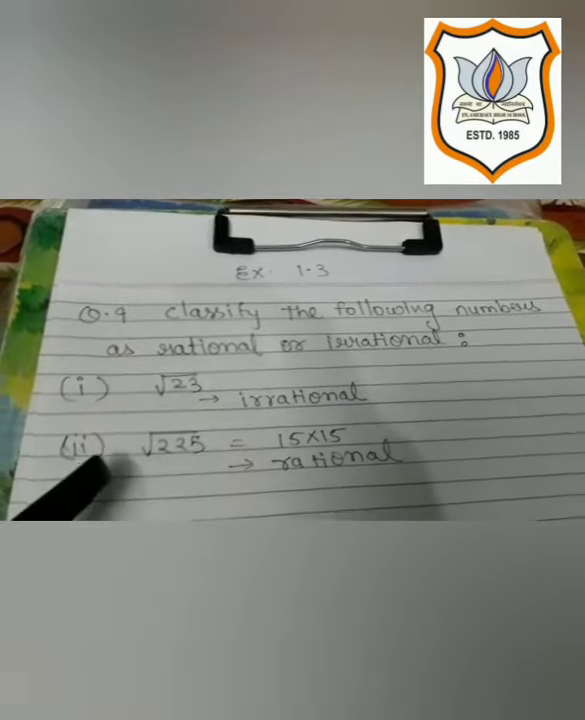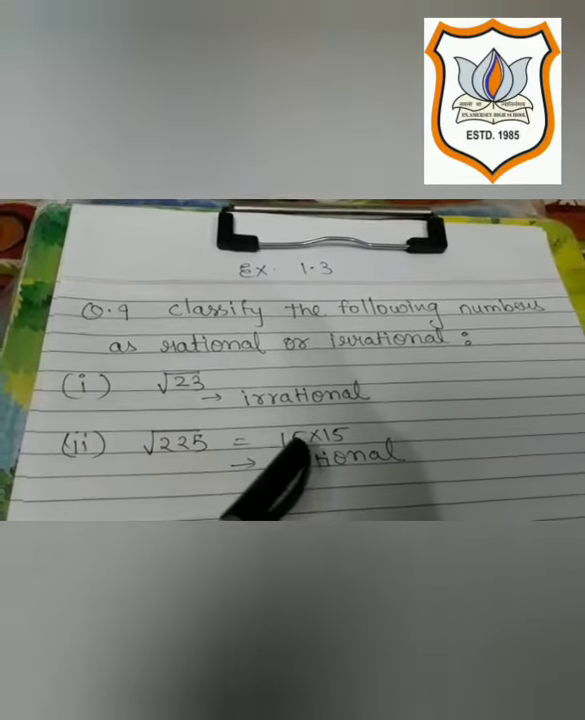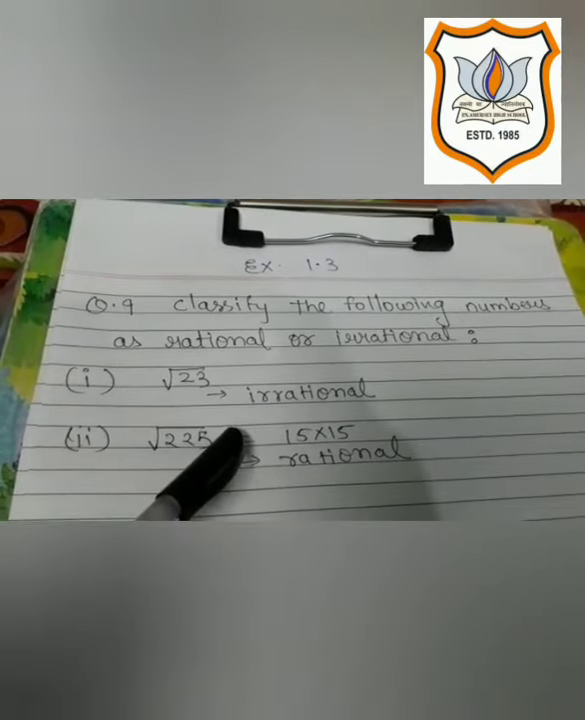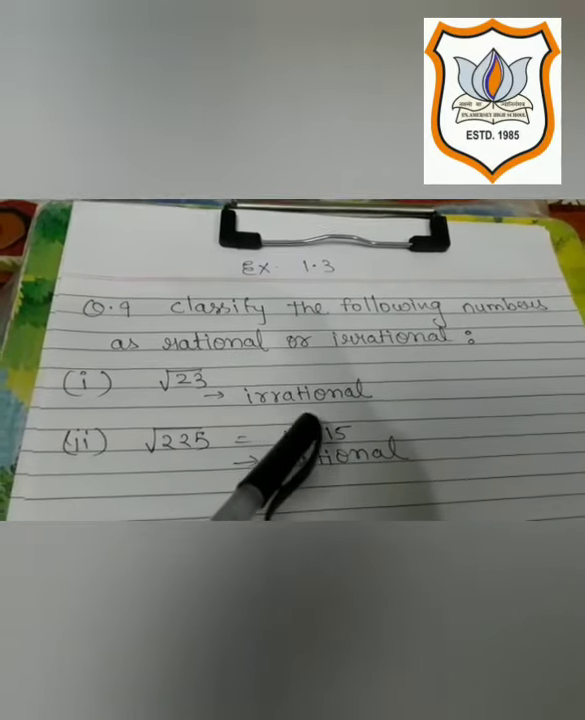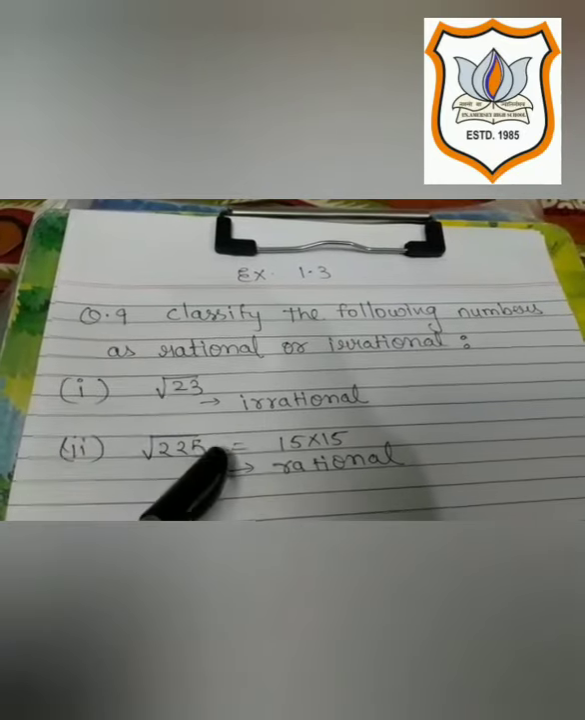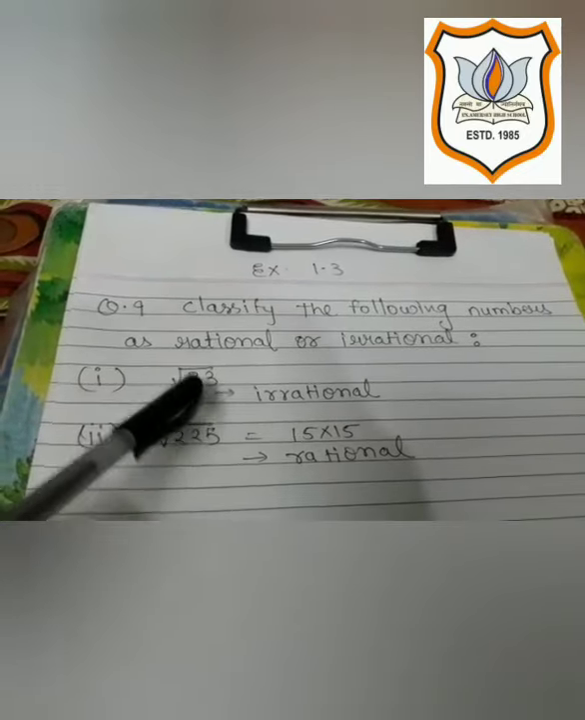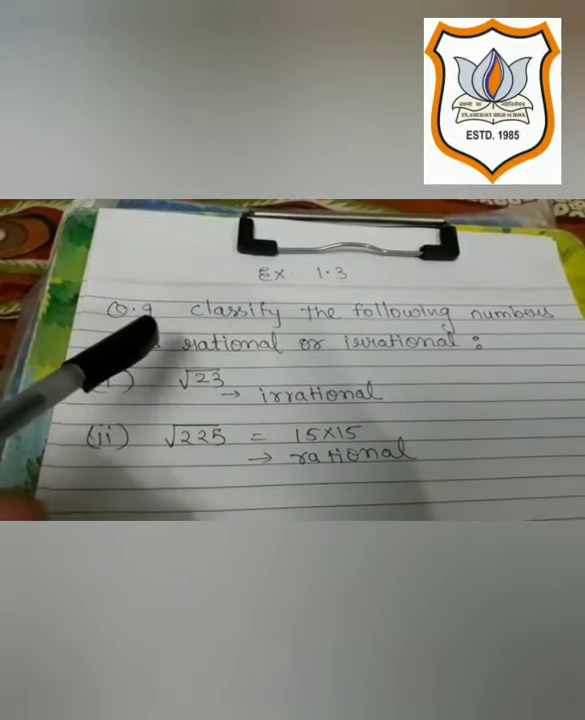But the next one, root 225, will be a rational number because 225 is a perfect square. 15 squared is equal to 225. Therefore, root of 225 is a rational number. The remaining part of question number 9 is homework for you.